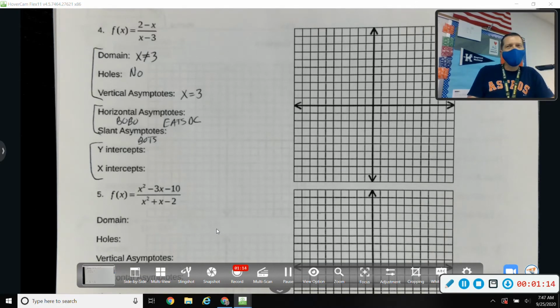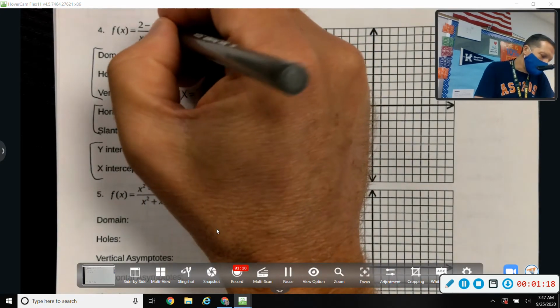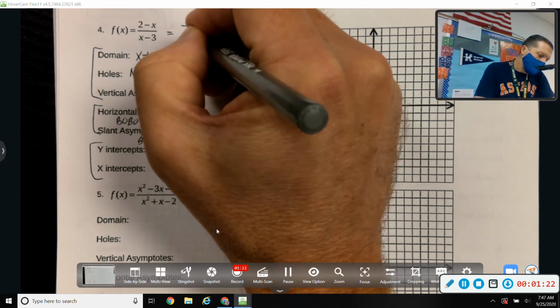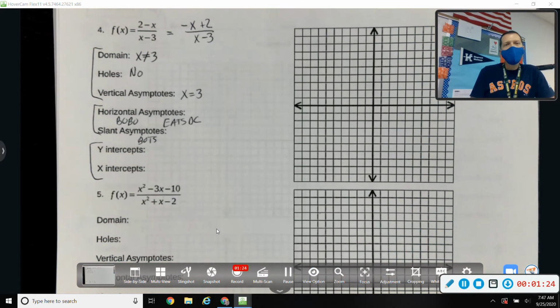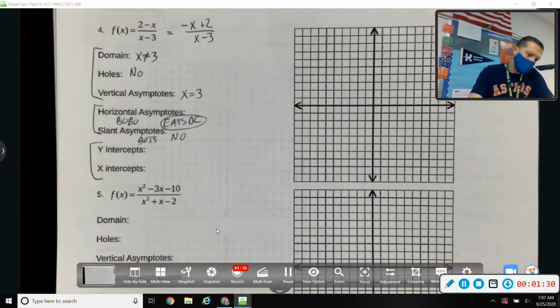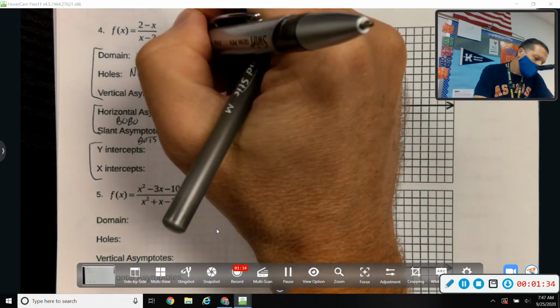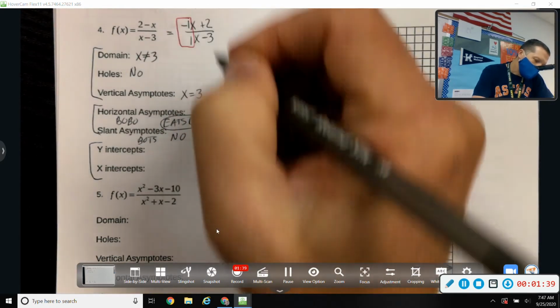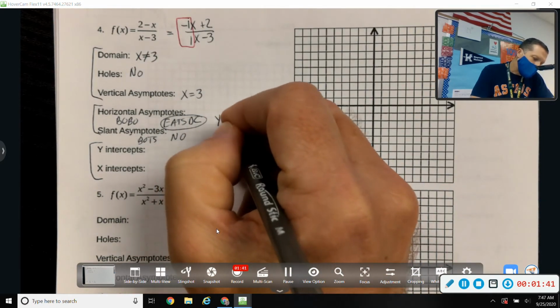I think I heard it. Yeah, number 3, EATS DC. They're a little out of order, so if you wanted to rewrite it as negative x plus 2, maybe that would help you see it. But the degree of the top and the degree of the bottom is 1, so this is an EATS DC. So no slant. And when we divide the coefficients, we get y equals negative 1.